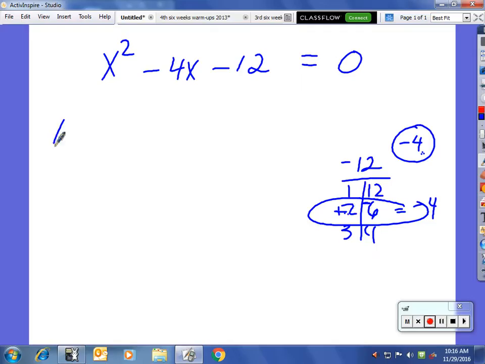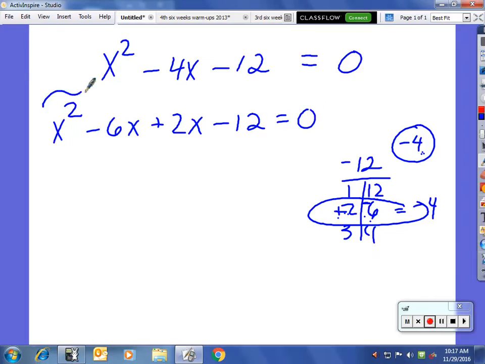Now, when I go to write it, if I've got one positive and one negative, I usually put the negative one first. To me, that makes it a little bit easier. It doesn't matter. I could put the plus 2x first and the minus 6x second, but I think it's easier to put the negative one first.